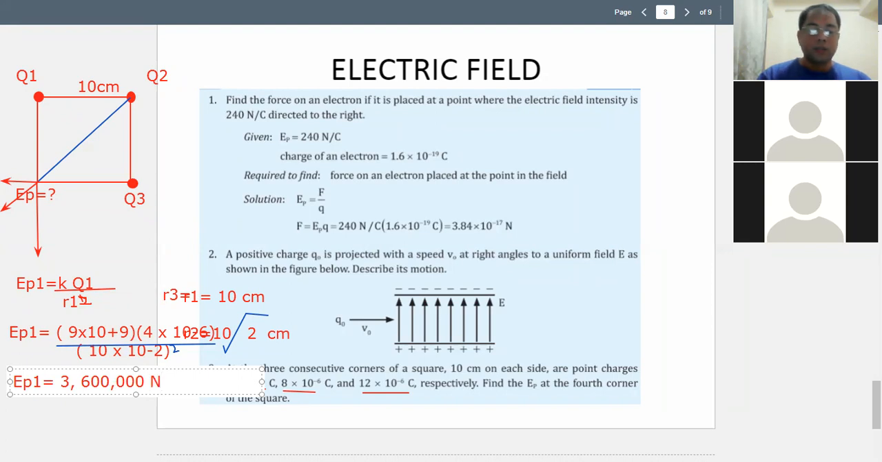That's Newton per coulomb. Now, since the next value is times 8, this will double. So you are going to double this value. So, your E sub P number 2, the distance here is 10 square root of 2. So, for your E sub P number 2, you will have a different answer, I guess.